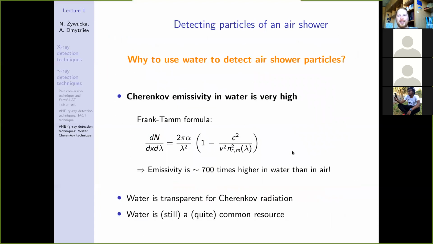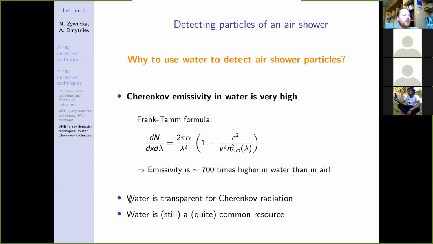While when this 10 TeV electron is passing through water, because of the much higher refraction index, you will have 700 times higher emissivity. So one electron in water will emit already like 15,000 Cherenkov photons. So yeah, this is much better, because the Cherenkov flashes will be much brighter, so it's a more reliable detection.